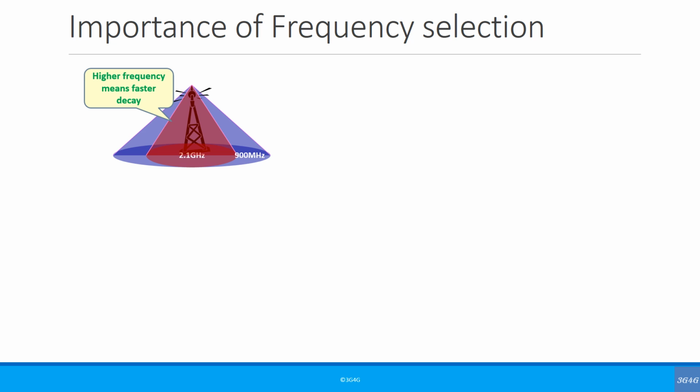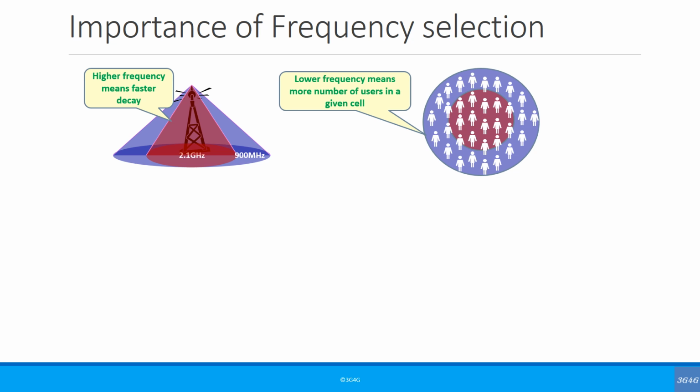Let's say you have the same place from which you have two different antennas, one for low frequency, one for high frequency, and you are transmitting at the same power. The low frequency will go much further than the high frequency, right? Here I am showing an example of 900 megahertz and 2.1 gigahertz. The 2.1 gigahertz decays much faster than the 900 megahertz.